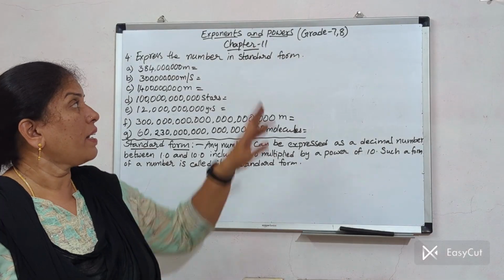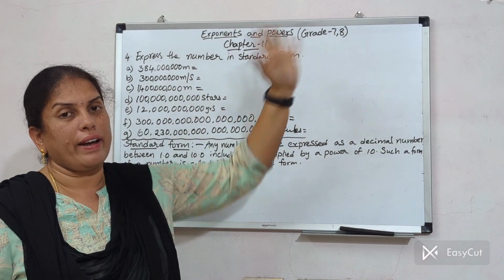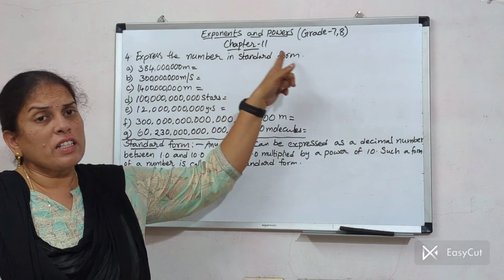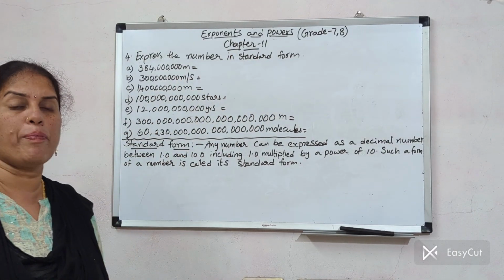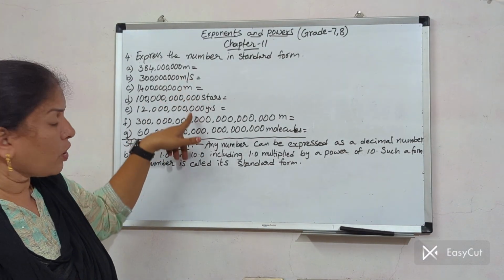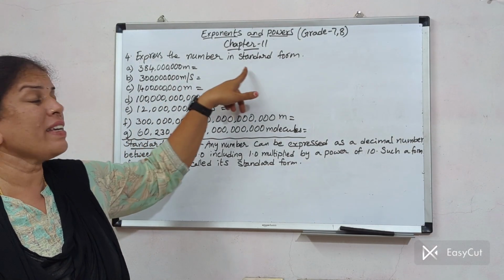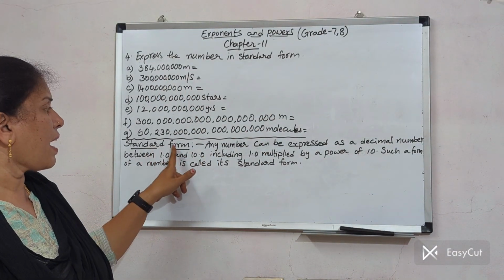Today we will learn about exponents and powers. This topic belongs to grade 7 and grade 8 children. In exponents and powers, we will learn about standard form: how to represent a number in standard form. Before going into the questions, we will learn what a standard form is. Okay children? What is a standard form?